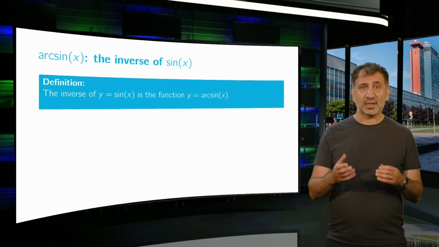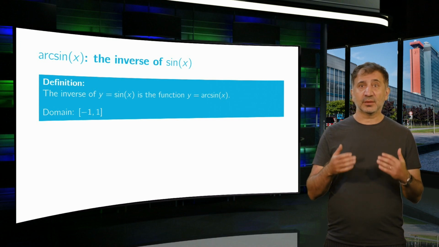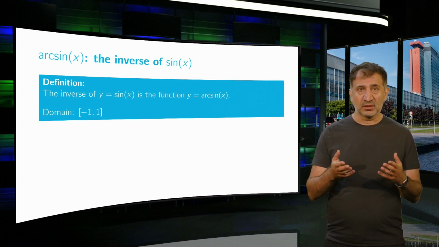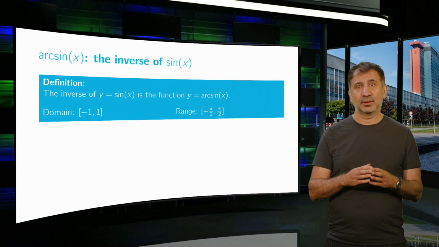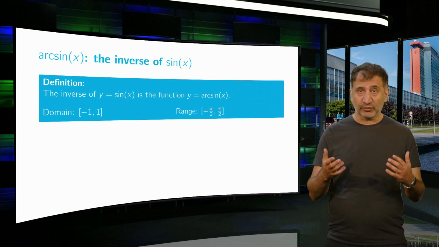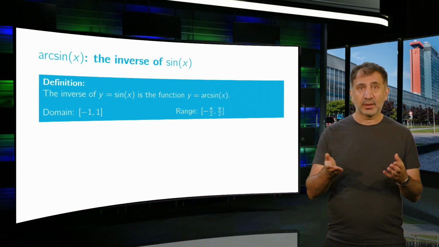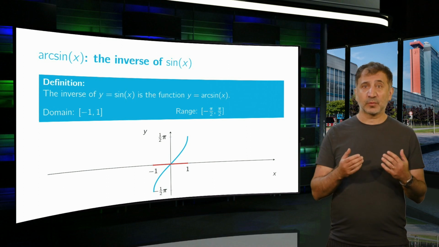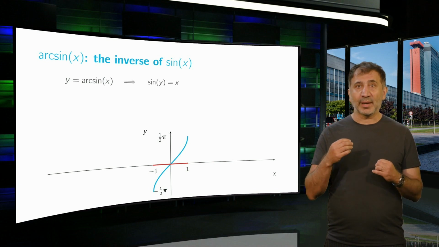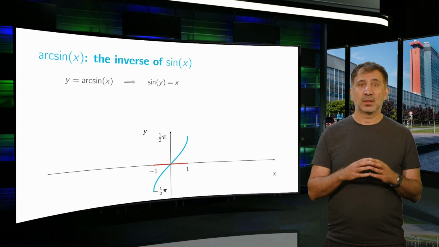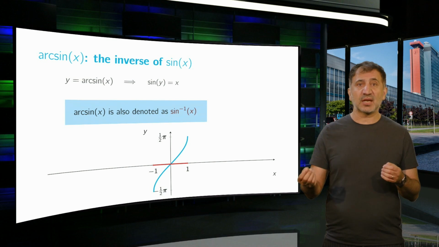The inverse function of the sine is called the arcsine. The domain of the arcsine, that is all the x's you're allowed to plug in, is the interval from -1 up to +1. The range of the function, that's all the values that you can get out of it, is the interval from -π/2 to +π/2. Here is its graph. It is very important to remember the following. The arcsine of x is the angle y whose sine is equal to x. Some books use the notation sine superscript -1 for the inverse of the sine function.